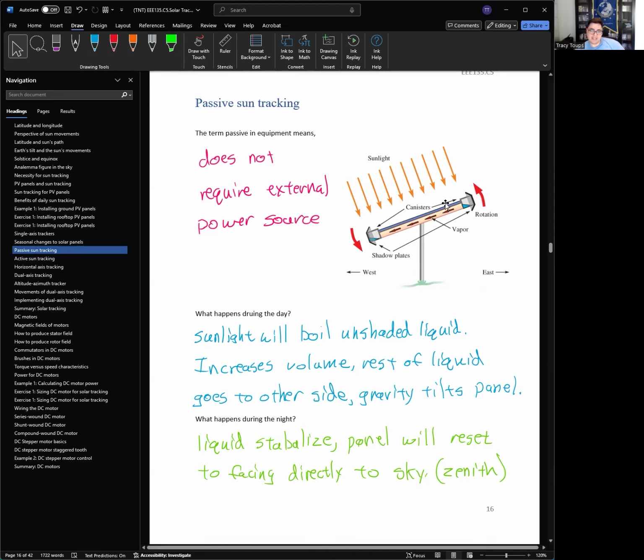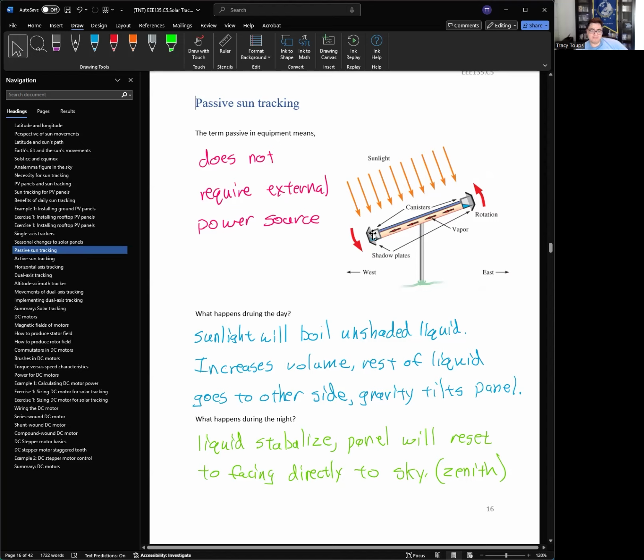It's a pretty complicated system, but it does work, where you have two clear boxes with liquid inside, and you have little shaders. In the morning, the panel is probably flat with the earth. The sunlight's going to hit it. Now, these black shaders will shade one canister, so nothing's going to happen there. But the sunlight will hit the other canister because there's no shading for it, and it'll actually boil the liquid.